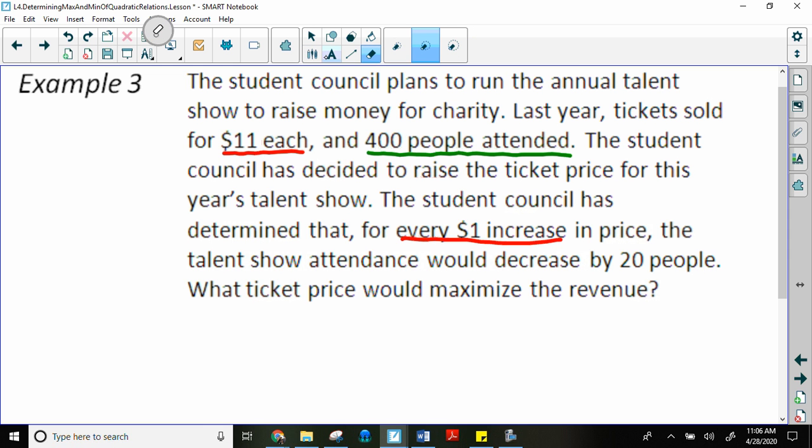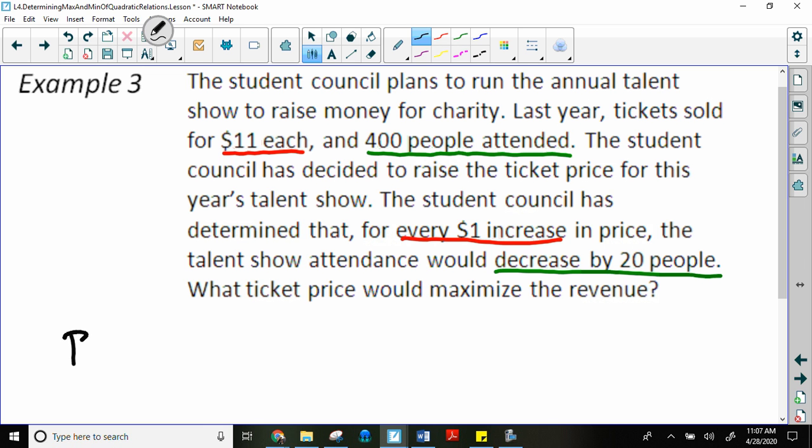Okay, so they're going to raise the ticket price. But they've noticed that in the past, you can't do one thing without something equally and opposite happening. You tend to lose people attending because it's now more expensive. So the talent show attendance would decrease by 20 people. Okay, so now we have to make a revenue equation.